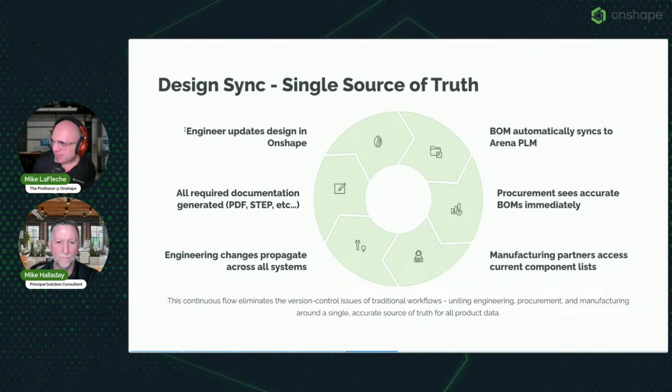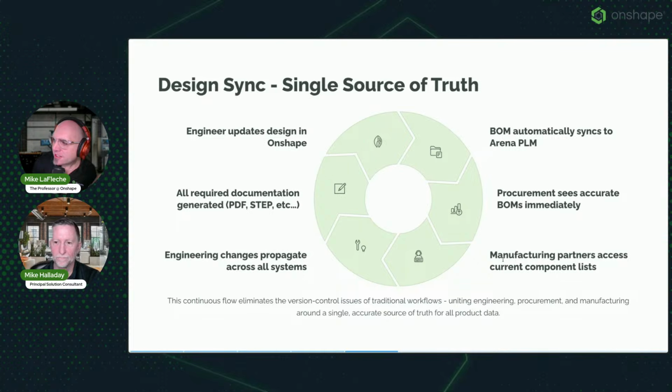We're going to use Onshape for our CAD, right? And we're going to use Arena PLM as our cloud native PLM system to get that bill of materials in the hands of everybody else that needs it in the company, or external to the company in the supply chain, right? So procurement is going to see that bill of materials immediately. They don't have to wait or knock on Mike's door saying, "Hey, where's the bill of materials?" Right? They can get it very quickly and easily.